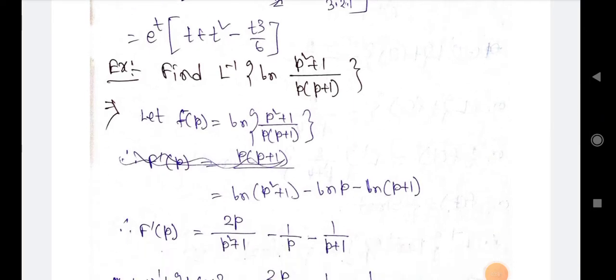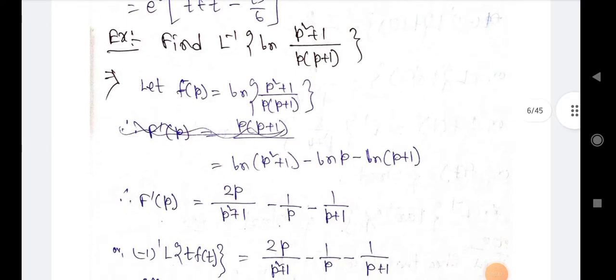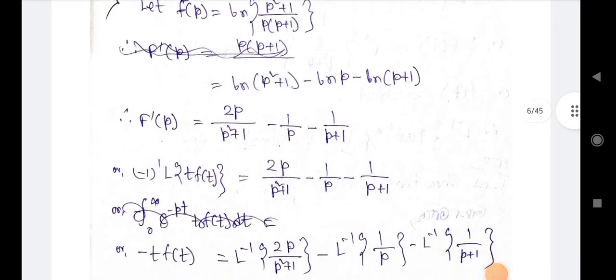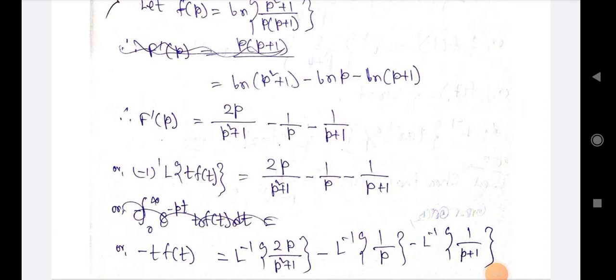Now next example. Find Laplace inverse of ln of (p square plus 1) by p into (p plus 1). Let capital F(p) equal ln of (p square plus 1) by p into (p plus 1), which equals ln(p square plus 1) minus ln p minus ln(p plus 1). Now F dash (p) equals twice p by (p square plus 1) minus 1 by p minus 1 by (p plus 1).